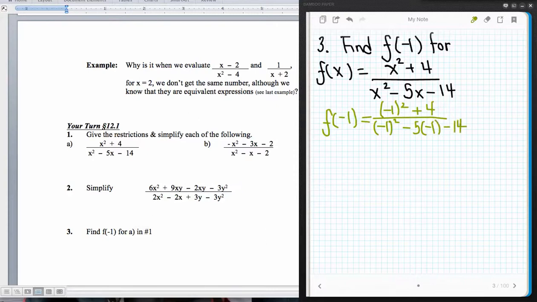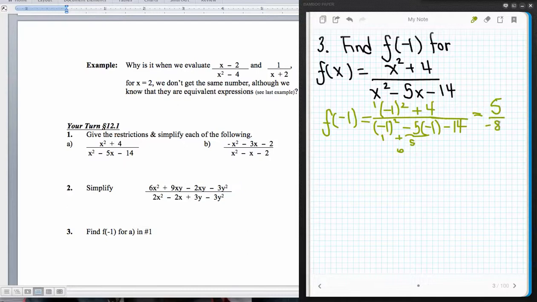So now we just are going to simplify. So negative 1 squared gives me a positive 1. Negative times a negative is a positive, and 1 times 1 is 1. So 1 plus 4 is 5. And then here we have 1 squared, which is 1, and then we have a negative 5 times a negative 1, which is a positive 5. So we have 1 plus 5, which is 6, and then 6 minus 14, which is a negative 8.